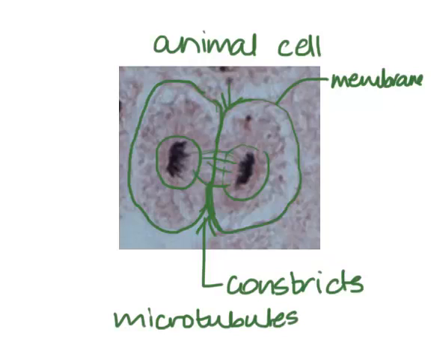So one difference between a plant and an animal cell undergoing mitosis is how cytokinesis will take place. Plant cell, laying down of a cell wall through a cell plate. In the animal cell, membrane constriction. There is a further difference between plant and animal cell mitosis. Let's have a look at that now.